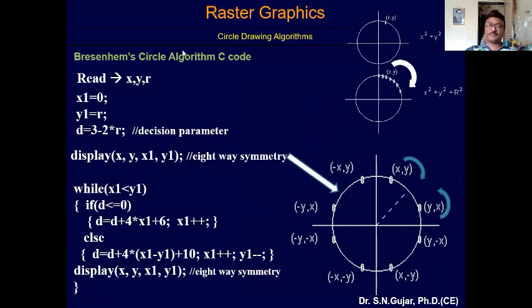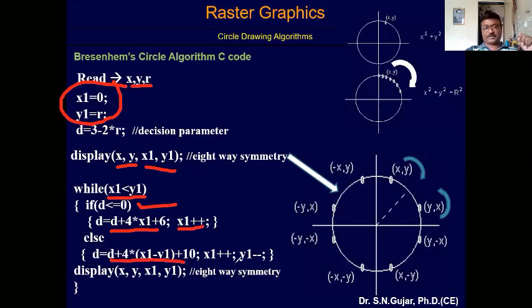So xy is nothing but the center of the circle, and x1, y1 are the parameters you have considered. This xy is the center of the circle and radius r. Now here, while x1 is less than y1, where x1 is value 0 and y1 is value r, if the decision parameter is less than 0, then you have to calculate the next decision parameter and increment x1. Else you have to again calculate the decision parameter, increment x1 and decrement y1, and call this function.